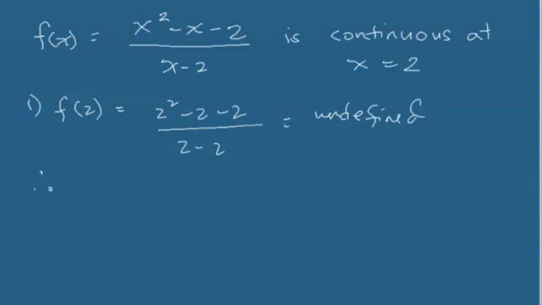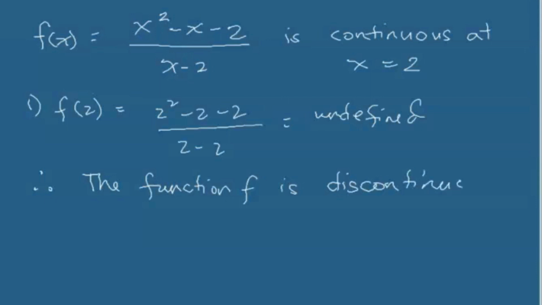So therefore, the function f is not continuous at x equals 2. Okay, let's have one more example.